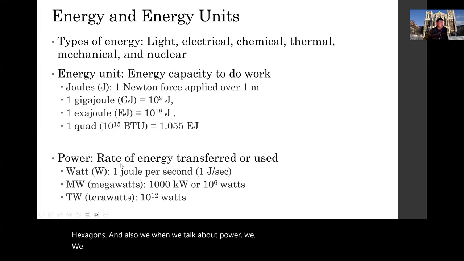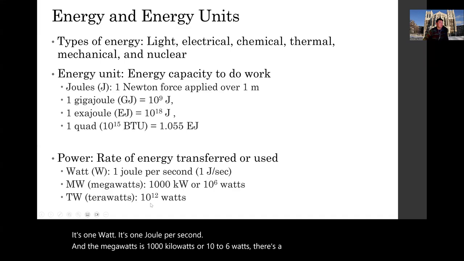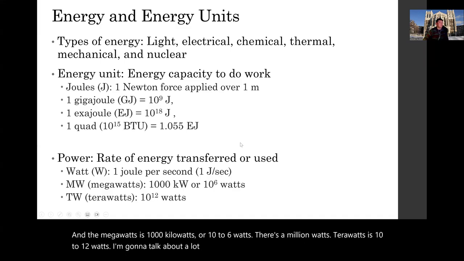When we talk about power, we use the rate of energy transfer, which is the watt. 1 watt is 1 joule per second, and a megawatt is 1,000 kilowatts or 10 to the 6th watts, a million watts. A terawatt is 10 to the 12th watts. I'm going to talk about a lot of those terms.